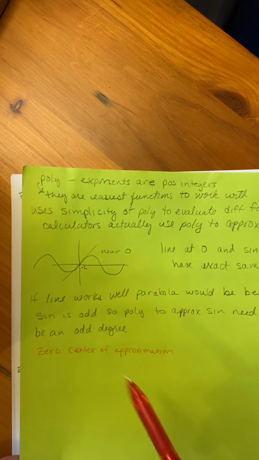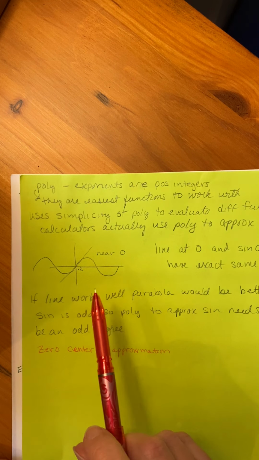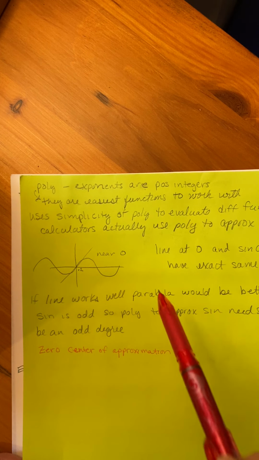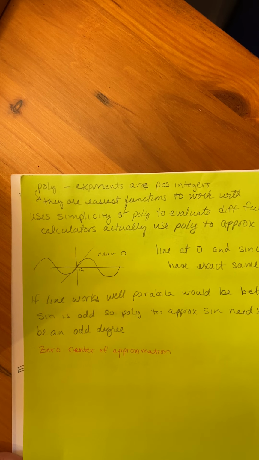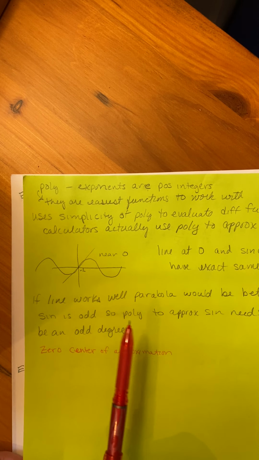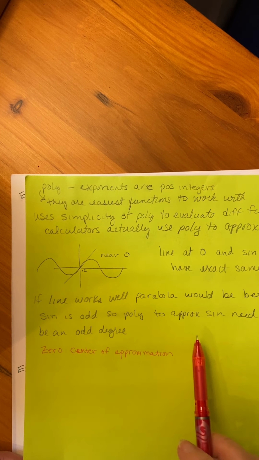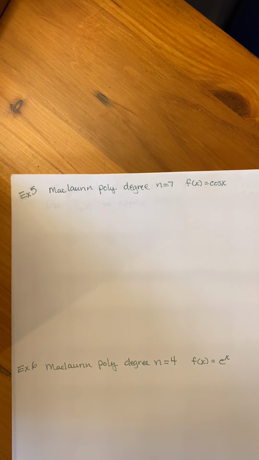So if you look, here's a picture of the sine curve and a tangent line at 0. At the center, the tangent line and sine are going to be exactly the same because it's the center of our sine approximation. And what we need to remember is that if a line works well, then a polynomial of higher degree is going to be even better as a prediction. So let's try this again, see what we can do here.